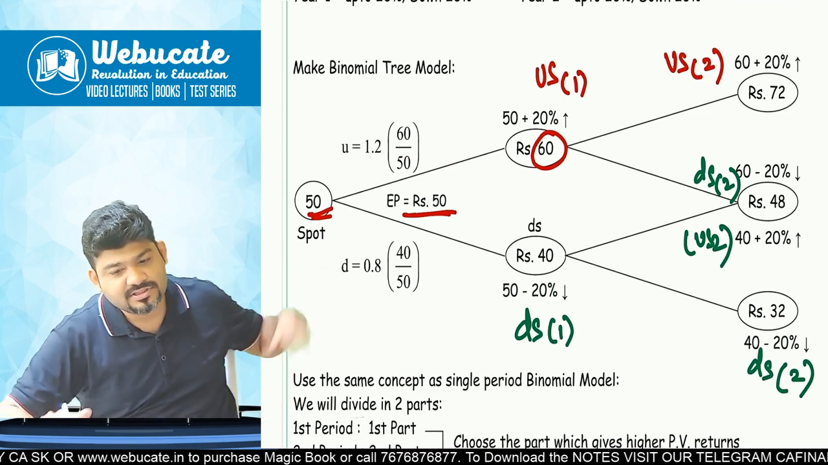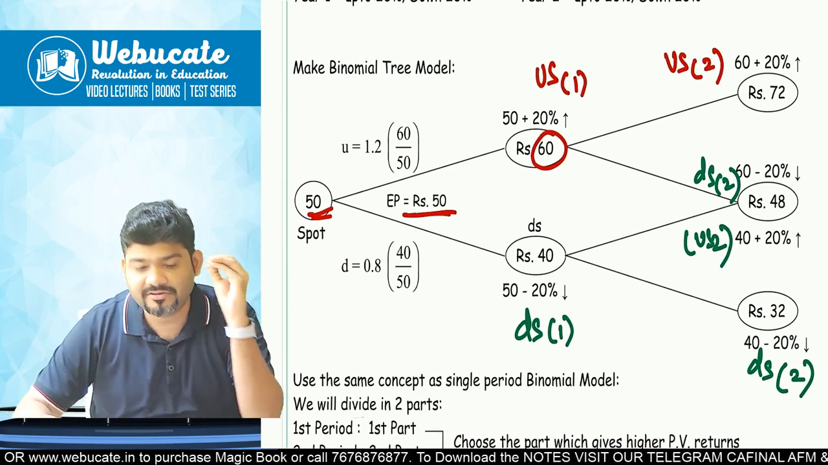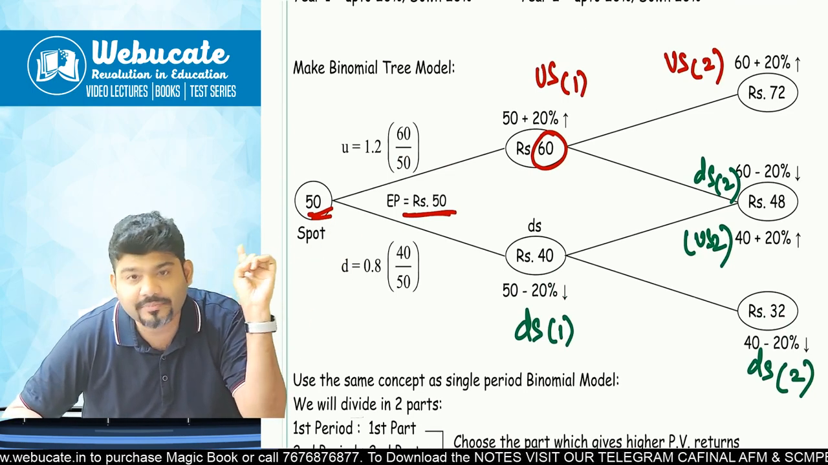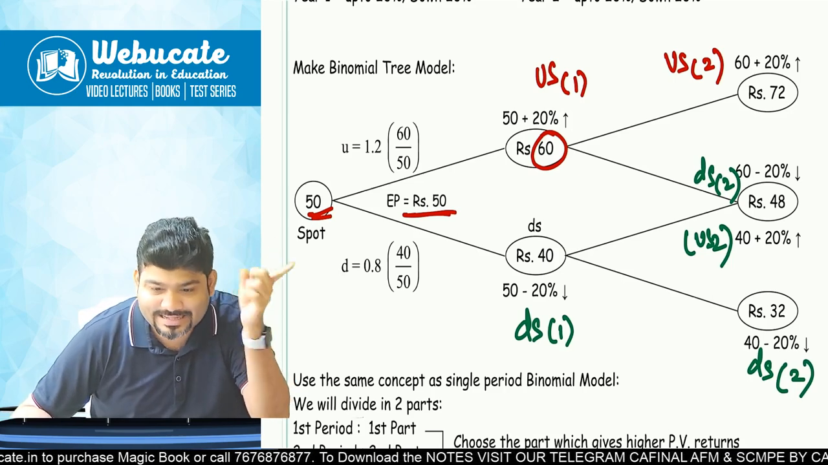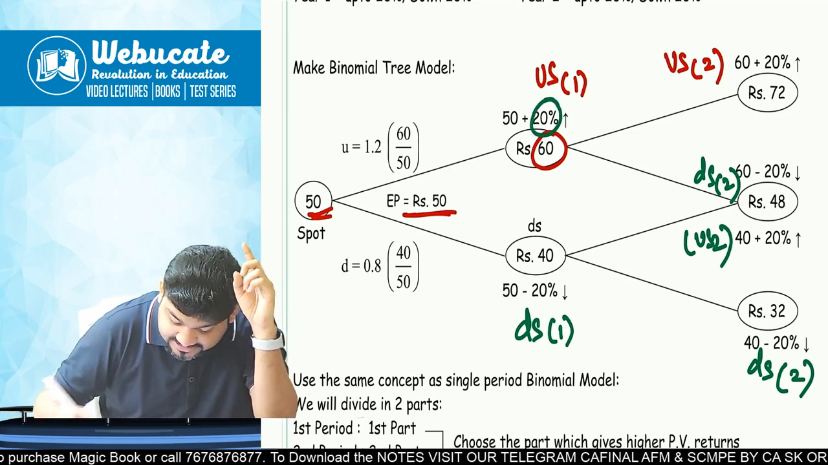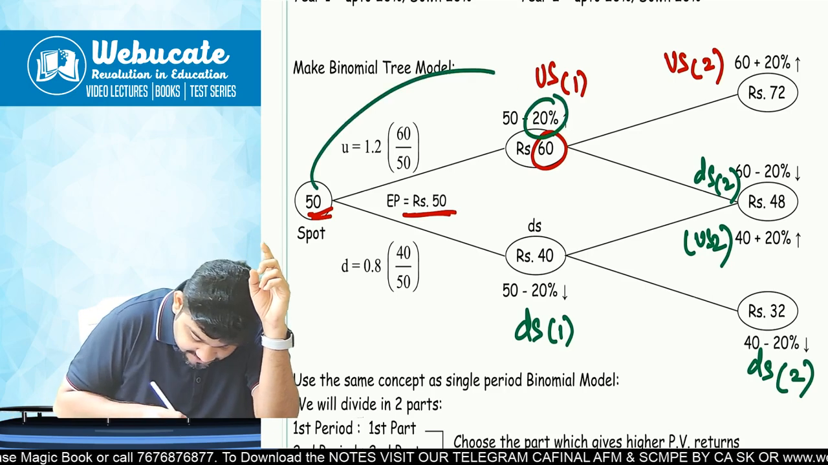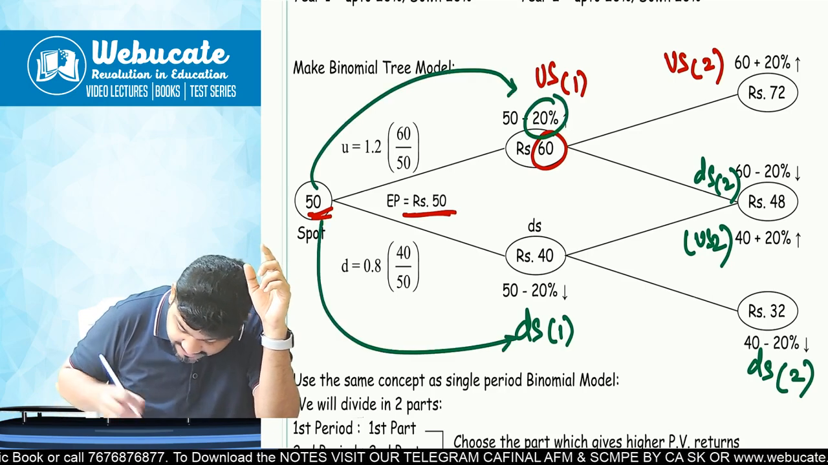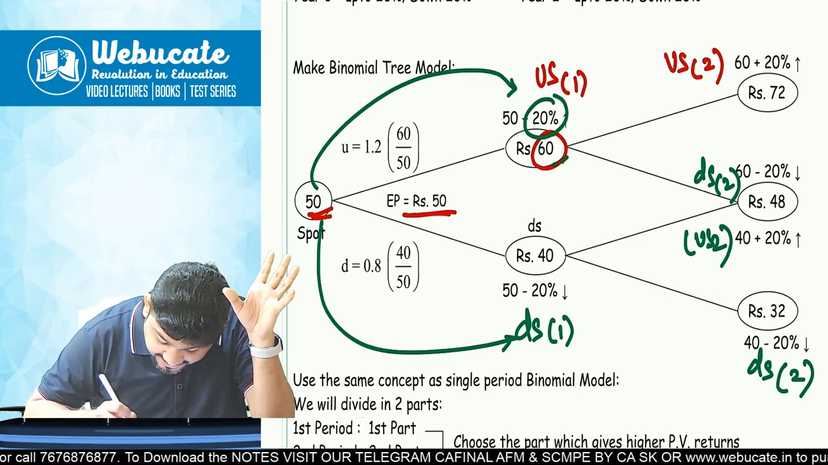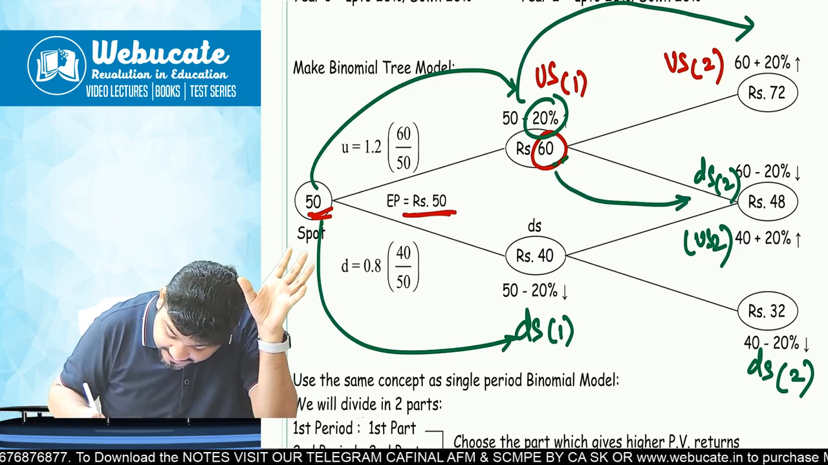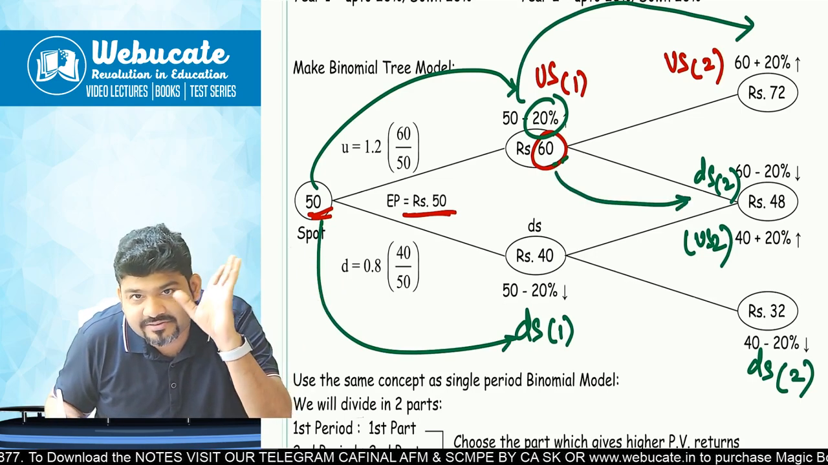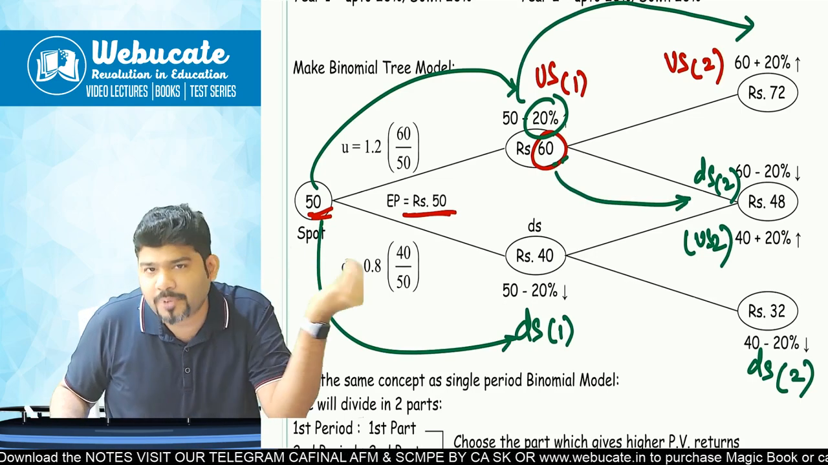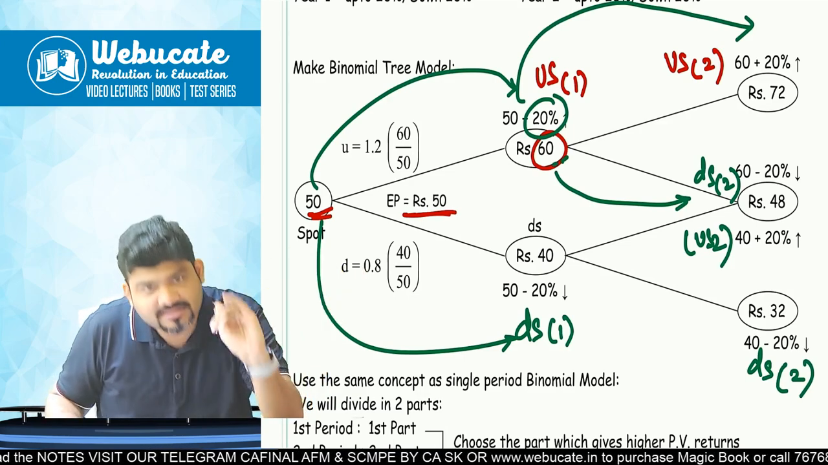So, all this information will be given to you. That the increase in price is at the rate of 20%. So, you increase from spot 20% increase, 20% decrease. Then again from 60, 20% increase, 20% decrease. Got it, everybody? Now, calculate the probability like we do and then the value of call like we do.